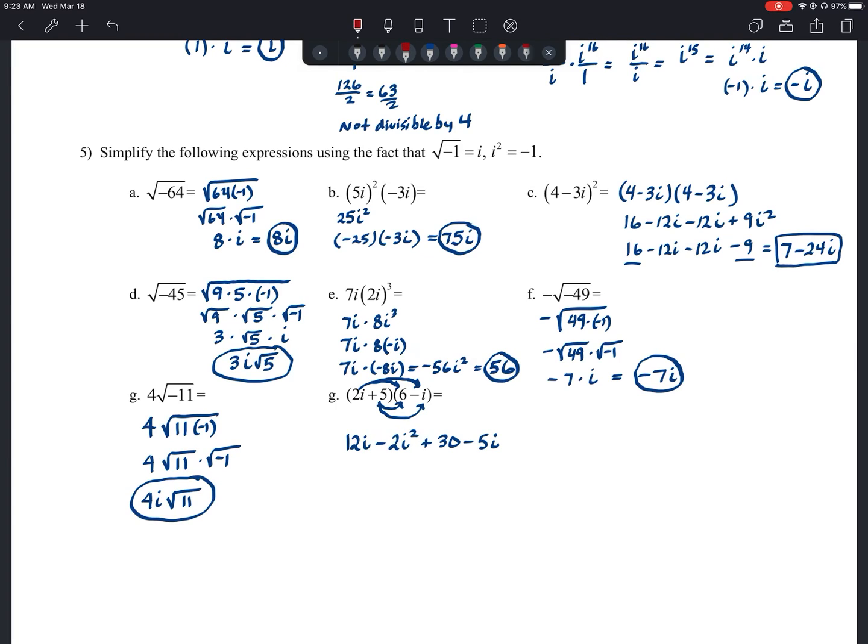Now our i squared in here is going to become a negative 1. So when we do negative 2 times a negative 1, that's like plus 2. So we have 12i plus 2 plus 30 minus 5i. Now we can combine our like terms. 12i and negative 5i is going to give us a 7i. And then 2 plus 30 is going to give us 32. Our final answer there is 7i plus 32.